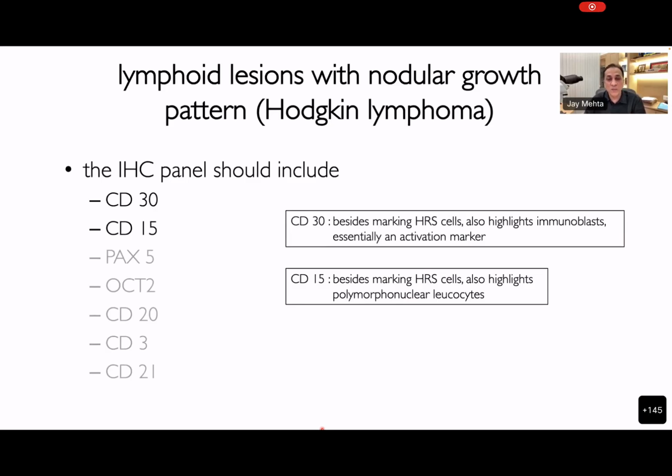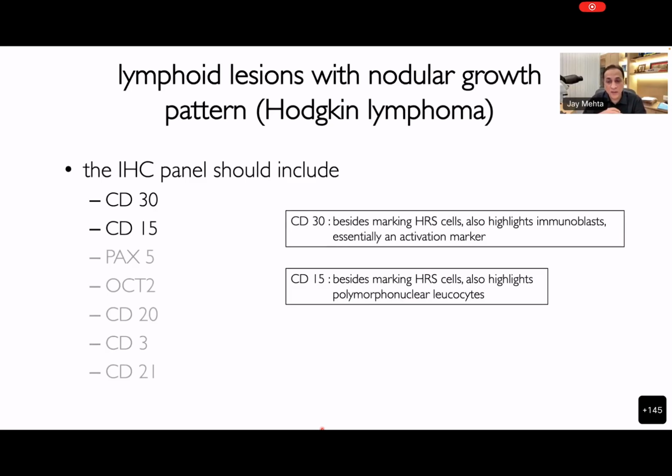So some hints about these stains that you would use for a nodular growth pattern for Hodgkin lymphoma. CD30, besides marking the Hodgkin Reed-Sternberg cells, also highlights immunoblasts. So when you start seeing big cells with CD30 expression, look at the morphology very closely because they may just be immunoblasts. Essentially, CD30 is an activation marker. So any cell which is active can also show you CD30 expression.